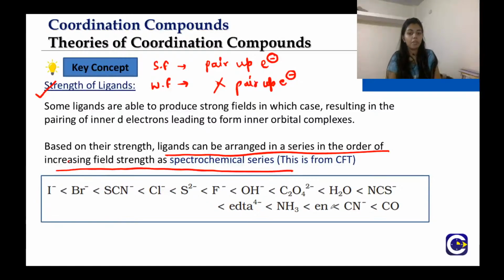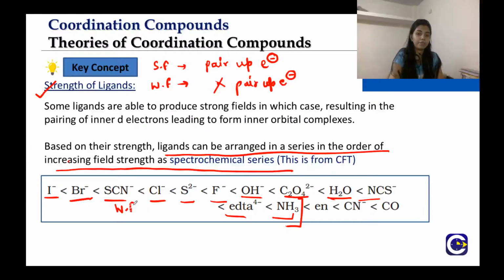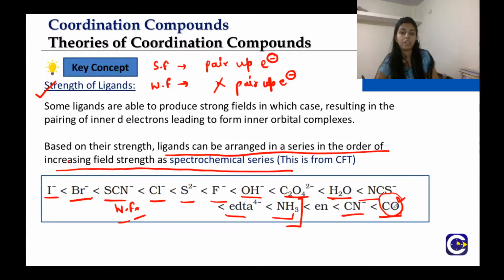So this series you have to remember by heart. I negative, Br negative, SCN negative, chloride, sulfide, fluoride, hydroxide, oxalate, water, NCS negative, EDTA, NH3. Till this, these are weak field ligands. While cyanide and carbon monoxide, which you basically name as carbonyl in coordination chemistry, so carbon monoxide or carbonyl to be more appropriate, and cyanide CN minus are the strong field ligands. So from I minus till ammonia, you remember that these are weak field ligands. Ethylenediamine, cyanide and carbonyl are strong field ligands.